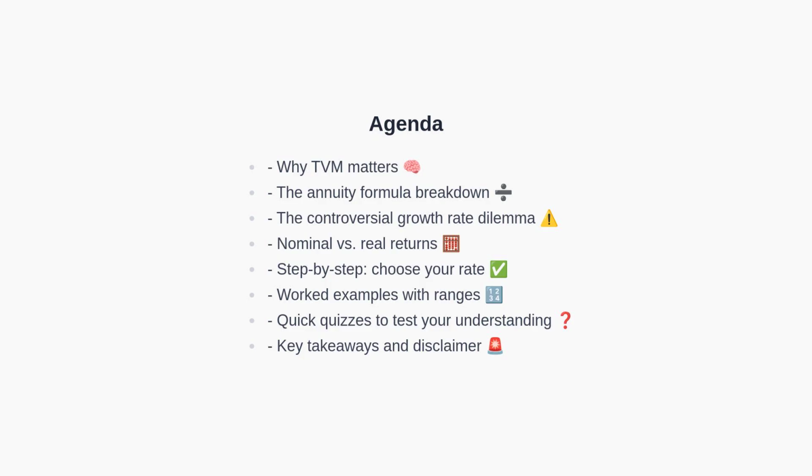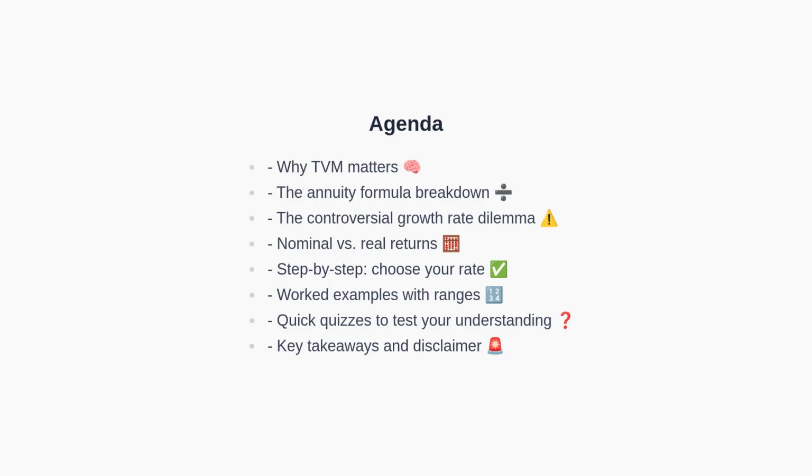Here is the agenda for this session. First, we will establish why the time value of money matters. Next, we will break down the future value of an annuity formula. Then, we will confront the controversial growth rate dilemma and compare nominal to real returns. After that, we will give you a step-by-step method to pick your rate, run a worked example, and finish with quizzes, key takeaways, and a brief disclaimer.